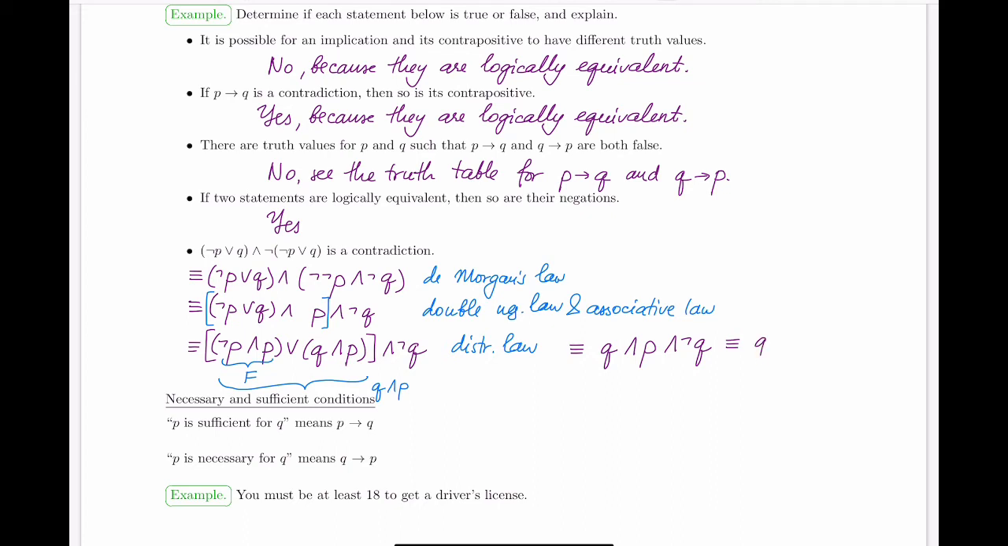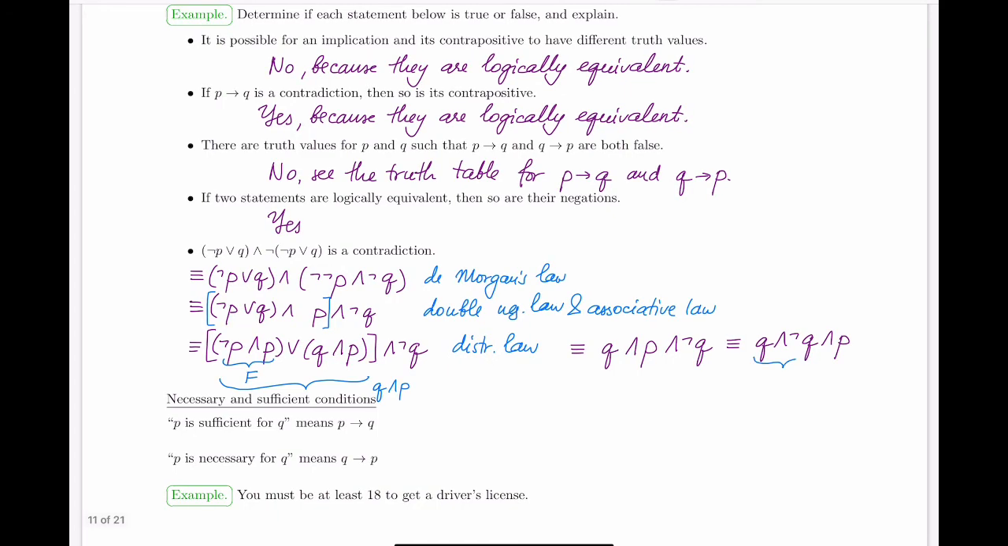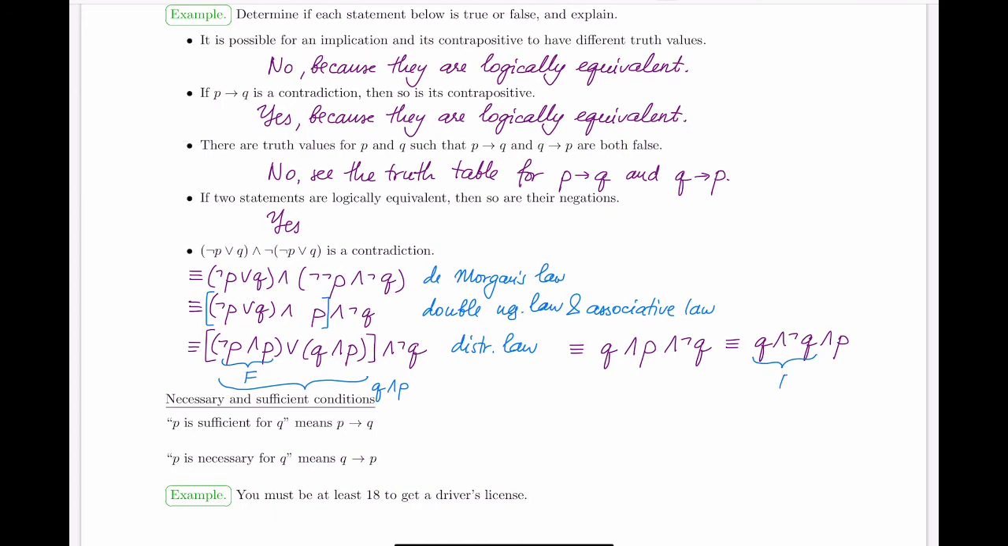I'm going to have Q and not Q and P. And now I am actually at the final stage. Q and not Q is always false.